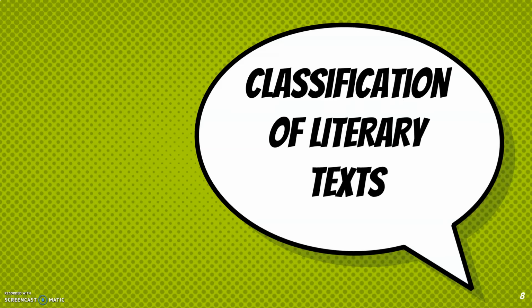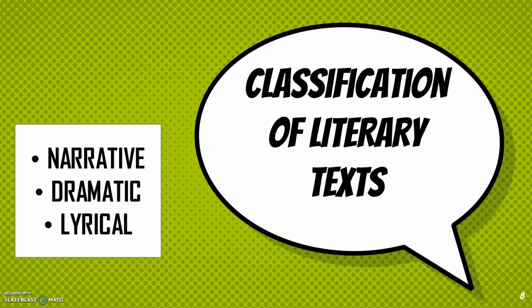Now, what are the classifications of literary texts? We have three. The narrative is the text that narrates a story. The second one is dramatic. This is a text that can be performed. Lastly, lyrical, which is a text that can be sung.